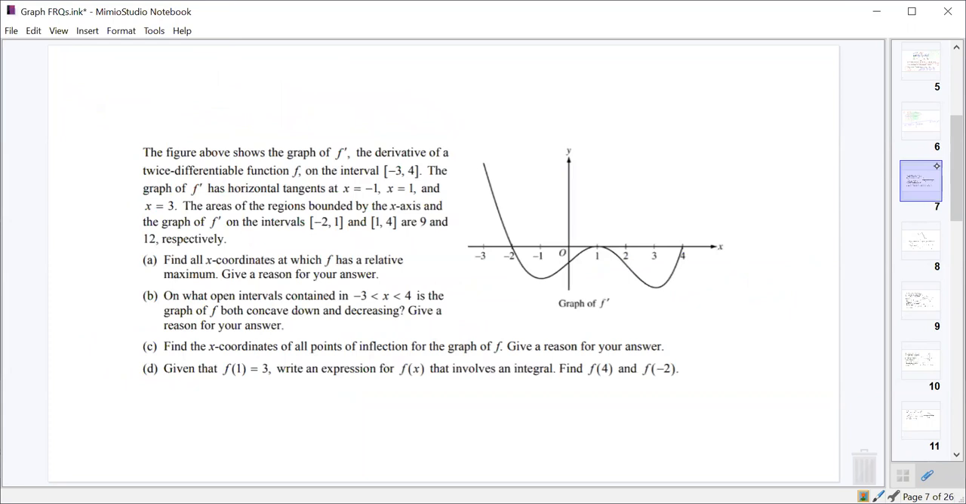All right, do this one. This time I'm going to actually set a timer. Ready, go.